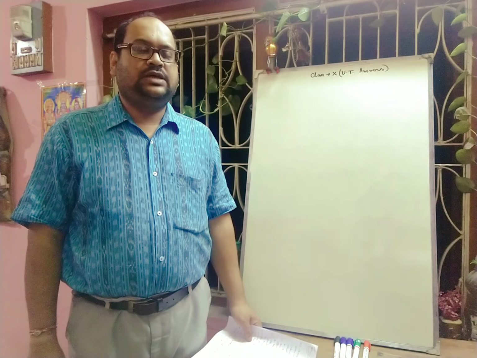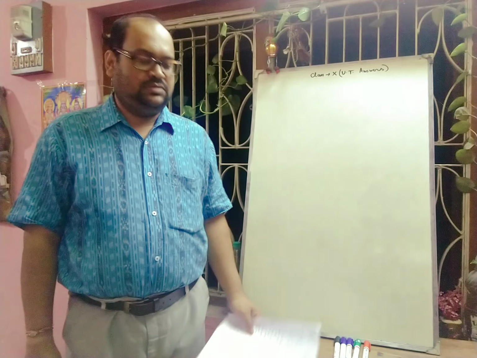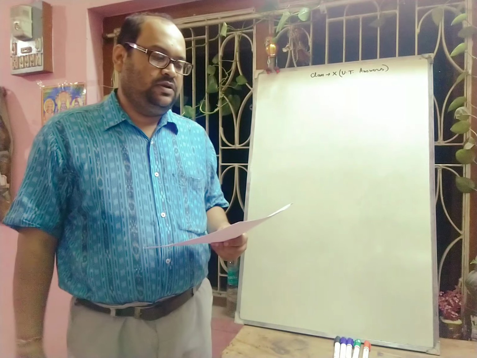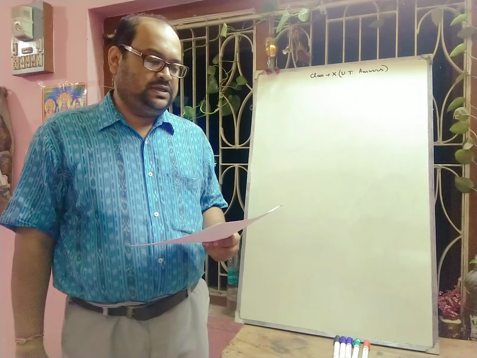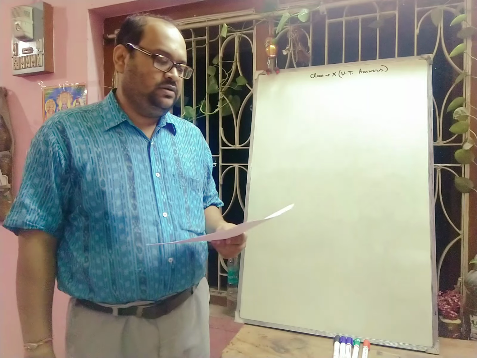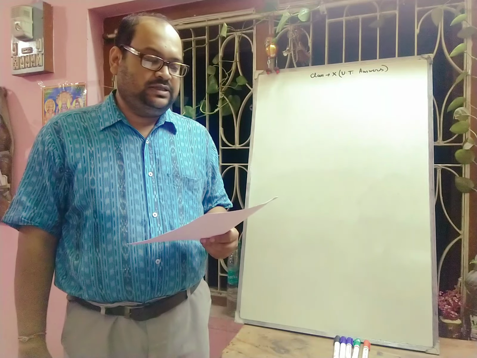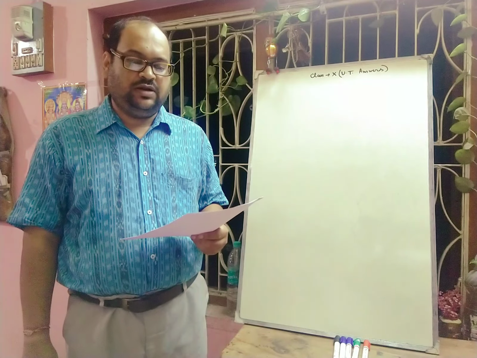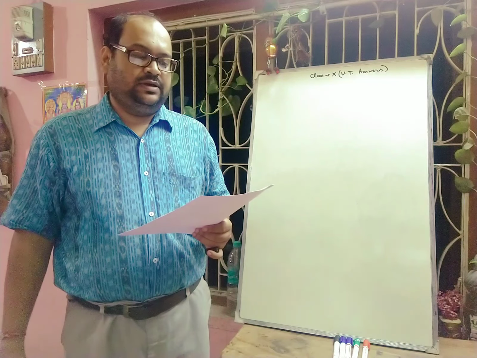Today I'll discuss your unit test portion answers. Your first question of the unit test was to choose the correct answer from the options given below. The first question was: which among the following is the most electronegative element? Options are nitrogen, oxygen, fluorine, chlorine. You should know the order of their electronegativity.